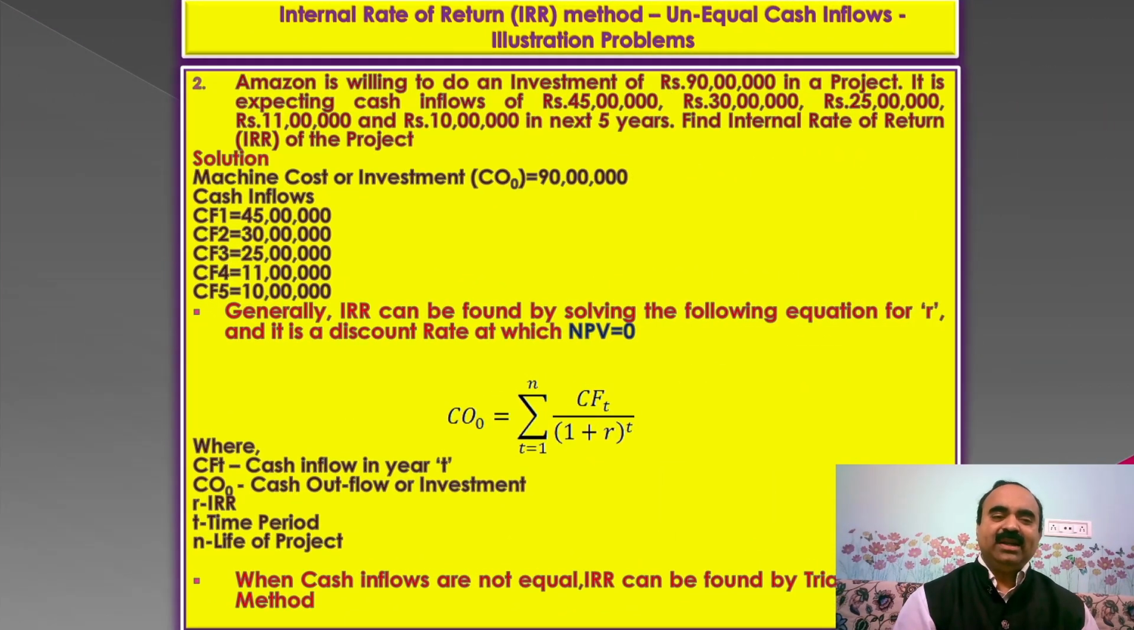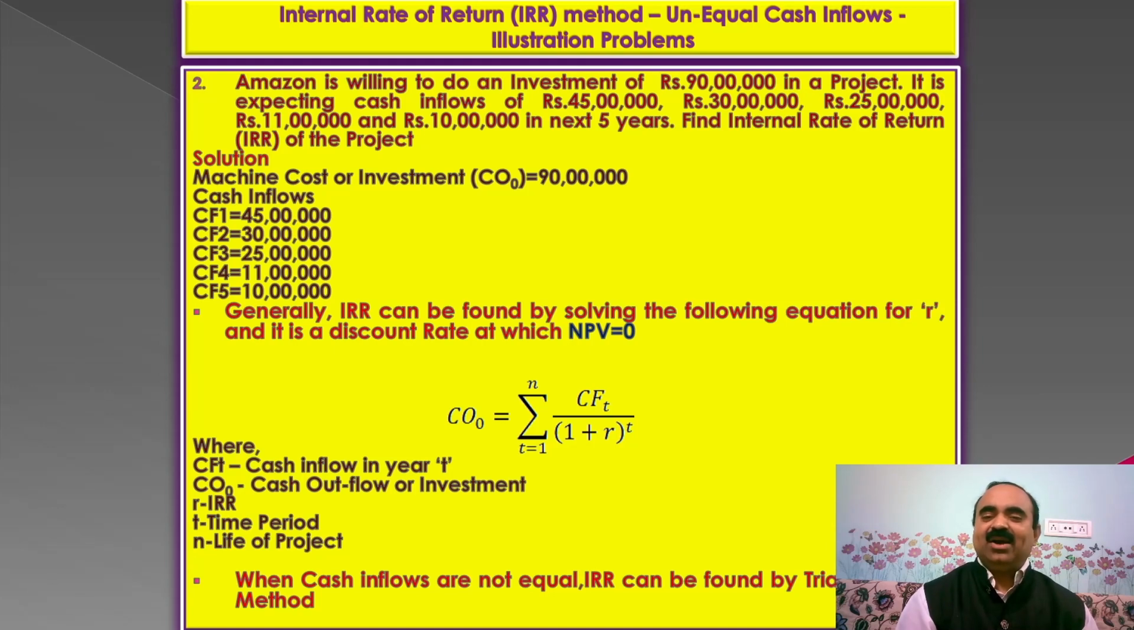Let us now deal with the second problem. Amazon is willing to do an investment of rupees 90 lakhs in a project. It is expecting cash inflows of rupees 45 lakhs, rupees 30 lakhs, rupees 25 lakhs, rupees 11 lakhs and rupees 10 lakhs in the next 5 years. Find the internal rate of return, IRR, of the project.